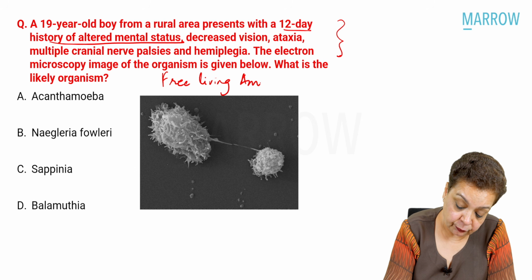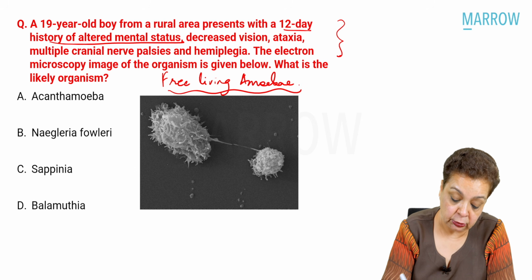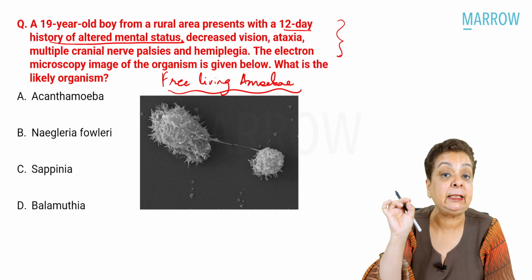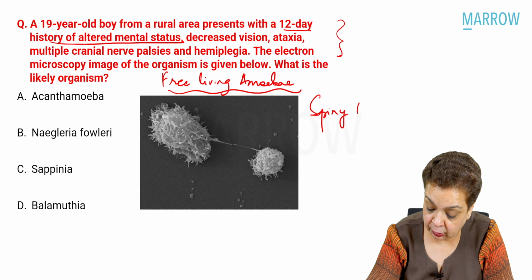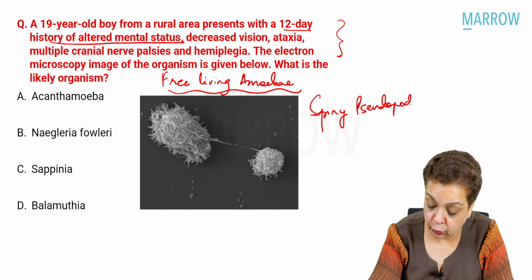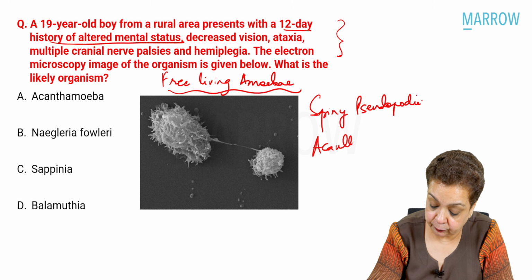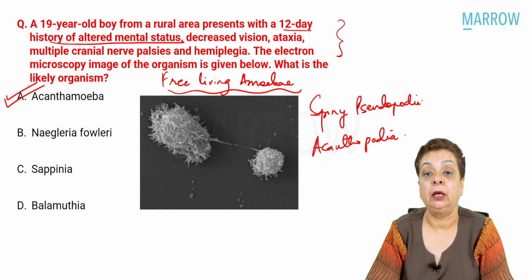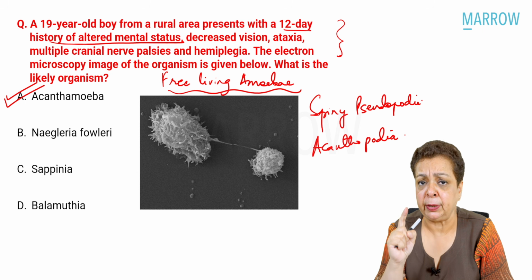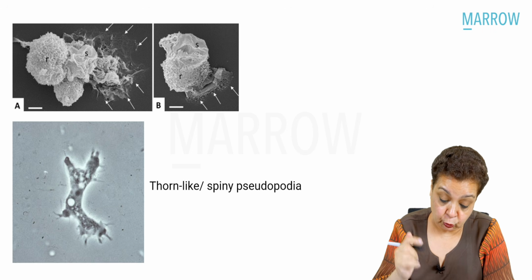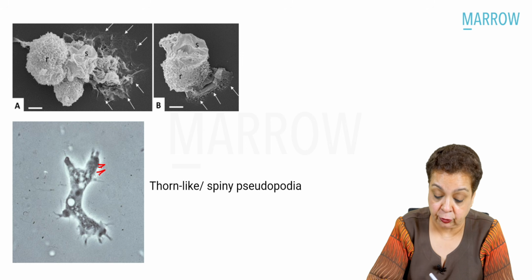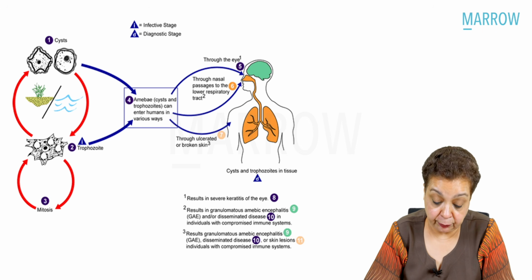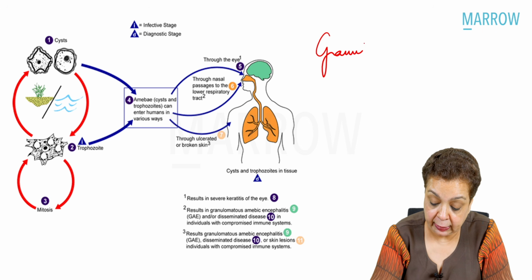Free-living amoebae, which are found in soil and water. Okay, so we have to choose the answer. Looking at the electron microscopic figure, you can see these spiny pseudopodia, which are known as acanthopodia. So obviously, what is our answer? This is Acanthamoeba. Okay, it's specifically to be remembered that Acanthamoeba has spiny pseudopodia. These are the spine-like structures you can see. And that's how we can get infection with Acanthamoeba, which causes granulomatous amoebic encephalitis.